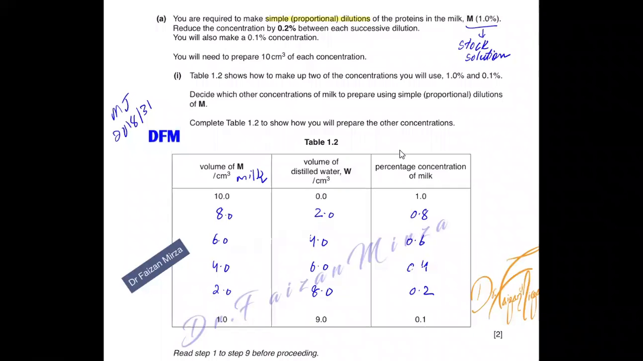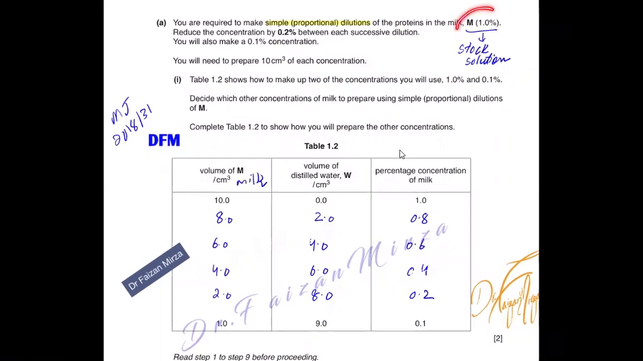Although I'm just taking it as an example here from 2018, question 31, it was told to us that you are required to make simple proportional dilutions of proteins in milk. M is the solution provided to us as a stock solution, and 1.0% is provided to us. So this is the percentage concentration of the solution given to us. Reduce the concentration by 0.2% between each successive dilution. You will need to make 0.1% concentration as well.